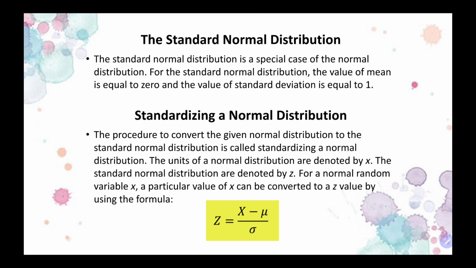Biasanya kamu akan dapat soalan dalam bentuk X. Itu adalah unit normal distribution X. Tapi kita kena tukar dalam bentuk standard normal distribution. Dan nak tukar dia, kita gunakan this formula. Z equals to X minus mu divided by standard deviation. Mu adalah mean, sigma adalah standard deviation.